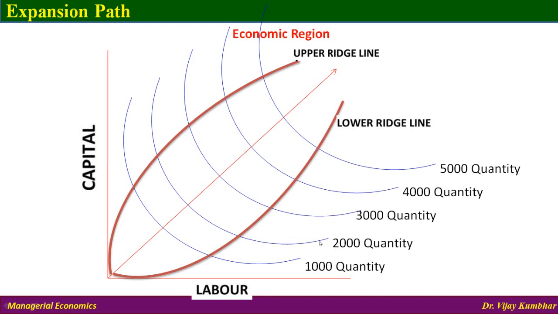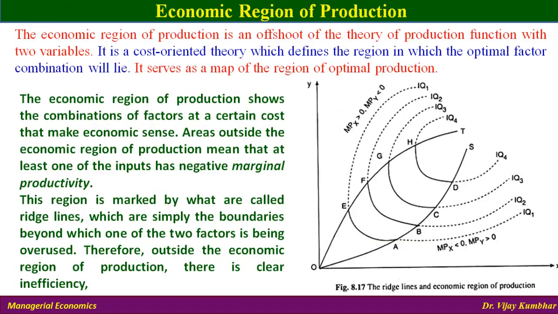Similarly, in case of the second, third, fourth and fifth isoquant, these are the lower bounds and these are the higher bounds. If you connect these bounds with the help of this particular curve or line, it gives the upper ridge line and this is the lower ridge line. This is the economic region of the production where you can get the maximum production for your particular output. This is the use of expansion path for the determination of the economic region for the production.